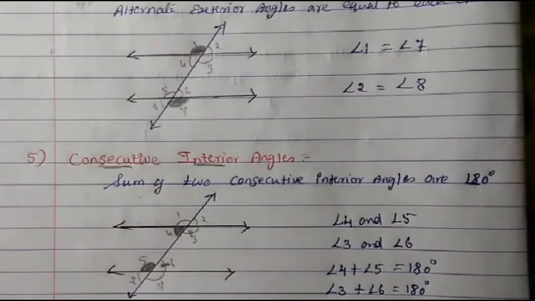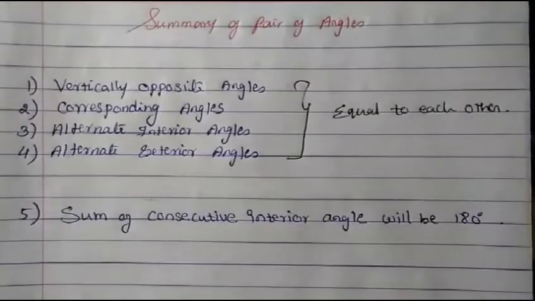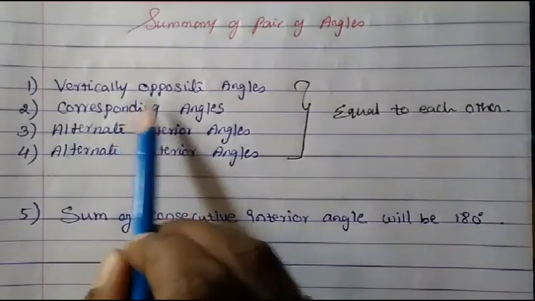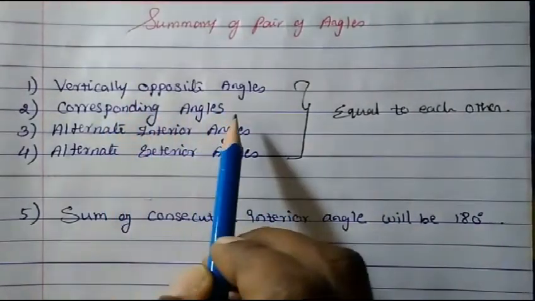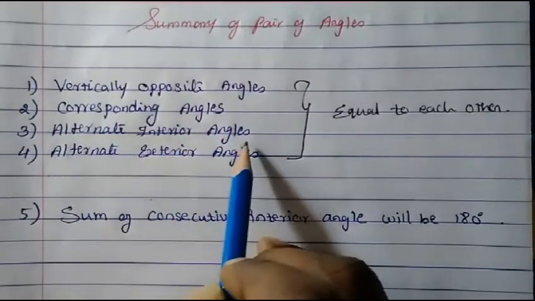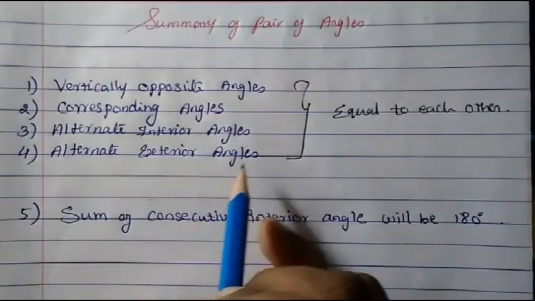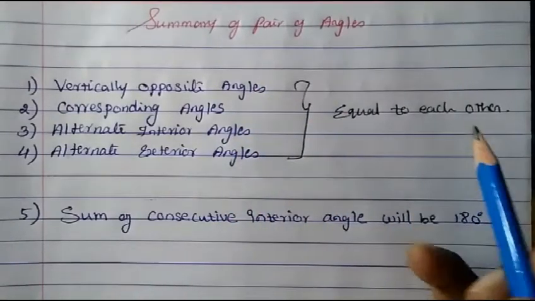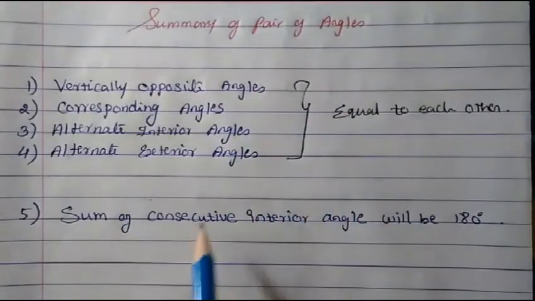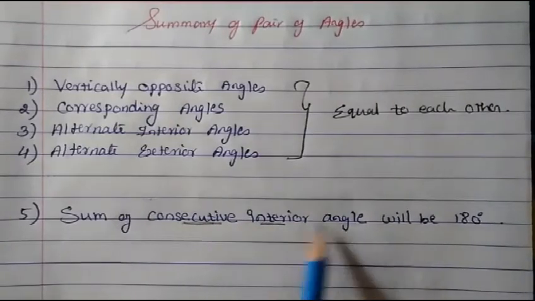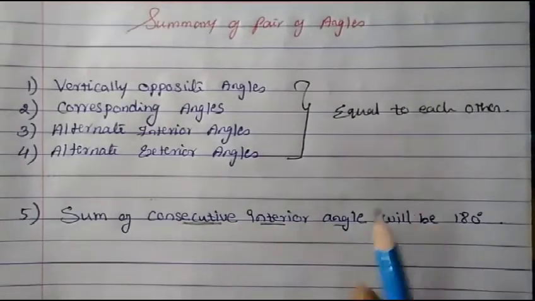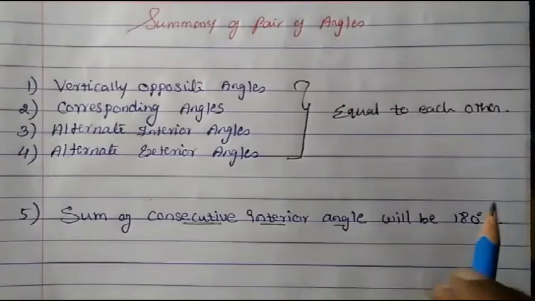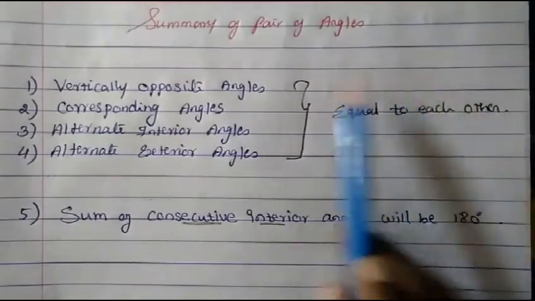So now let's sum up. Summary of pairs of angles. This is what we have studied. Vertically opposite angles, corresponding angles, alternate interior angles and alternate exterior angles. These angles all will be equal to each other. The only difference is the sum of consecutive interior angles. The sum of consecutive interior angles will be 180. Only this you have to remember. And all this becomes true.